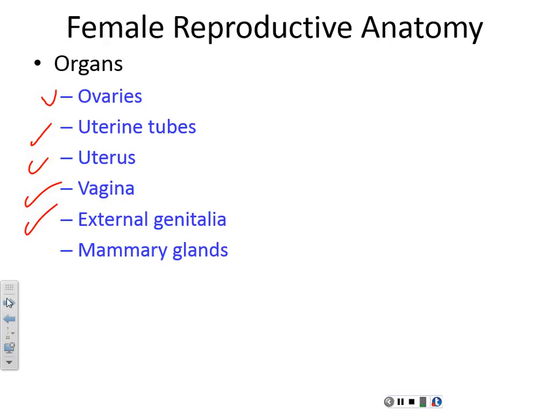So we'll talk a little bit more about that. And then the clitoris, of course, is the erectile tissue in the female, right? And then, of course, the labia majora covers all of that.